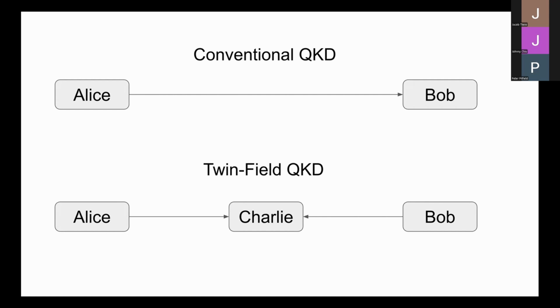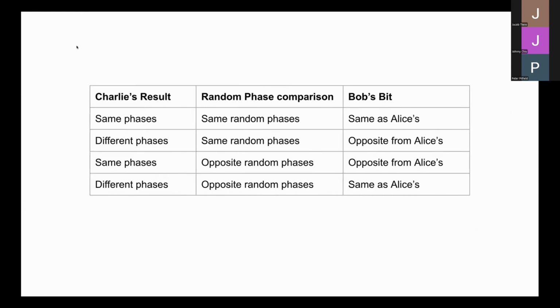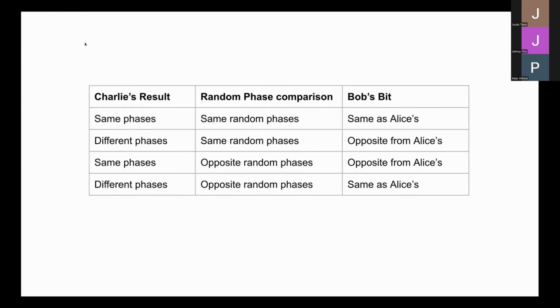Charlie then publicly reveals the results of his measurements, and Alice and Bob reveal the random phases they added to their signals. If the random phases are neither nearly the same nor nearly a half wavelength apart, Alice and Bob both throw out the bit corresponding to that signal. Otherwise, Alice and Bob use Charlie's result and the comparison between the random phases to determine how their chosen bits compare to each other, as shown in the table. Afterwards, if Bob's bit is different from Alice's, he flips its value. By the end, Alice and Bob are nearly certain to have a matching string of bits, without ever revealing them in any way an eavesdropper can detect.